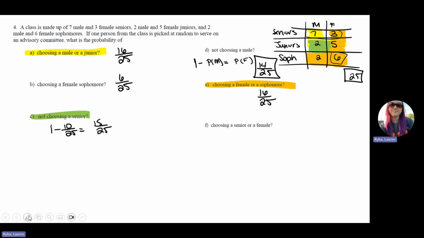The last one on here, choosing a senior or a female. So here's seniors, here's females, add them all together. That's 10 plus 11, so 21 out of the 25.